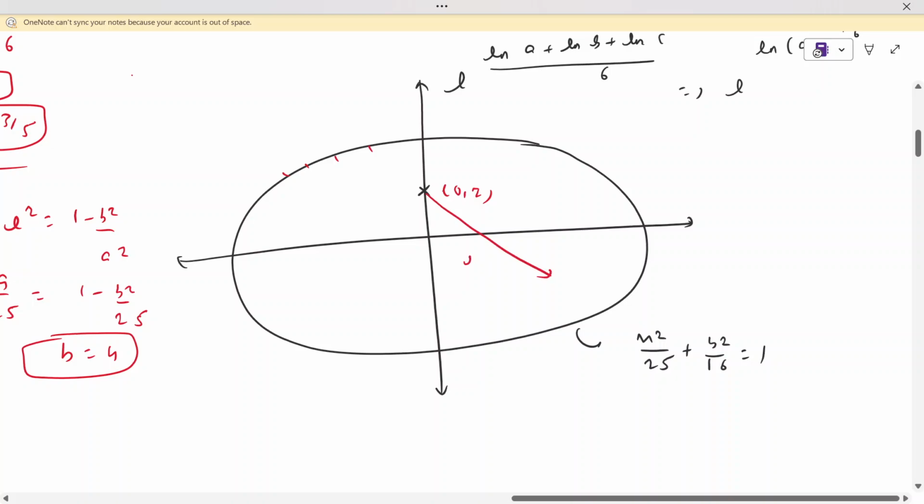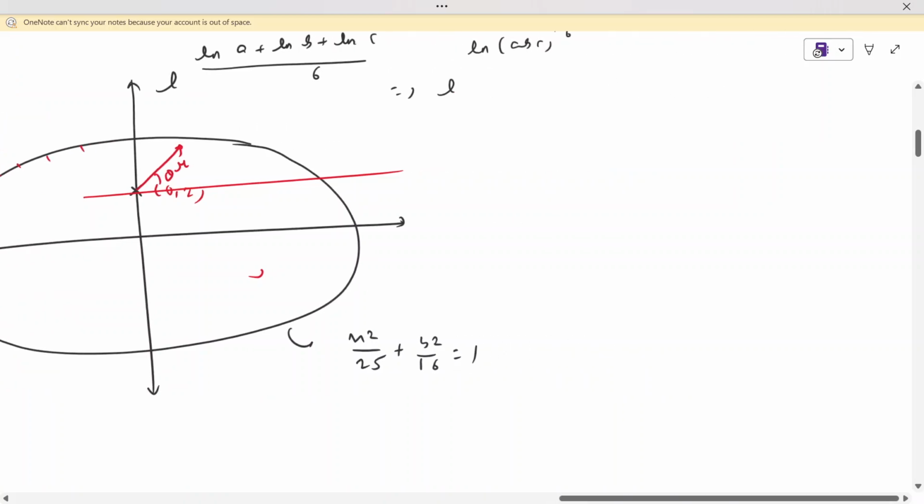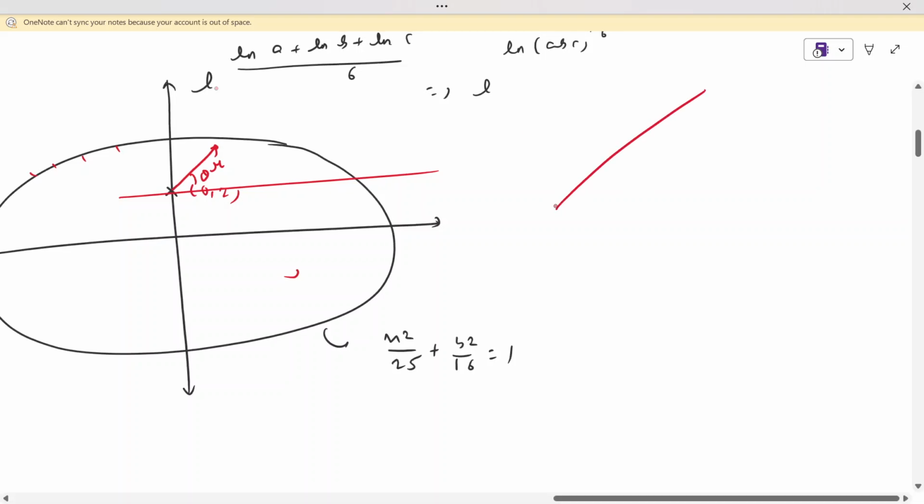At any distance r, from an angle theta. Let's say at any distance r from this point at an angle theta, the point will be what? I'm just choosing the parametric form of the line. Let's say this point is (h, k) at an angle theta.